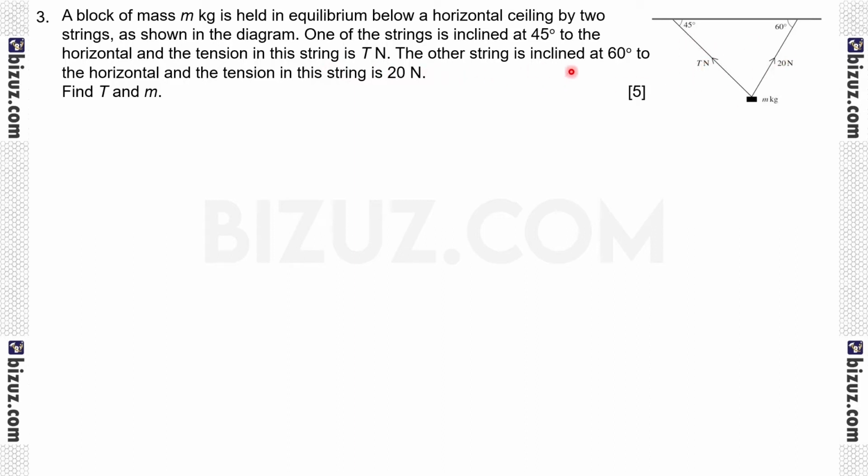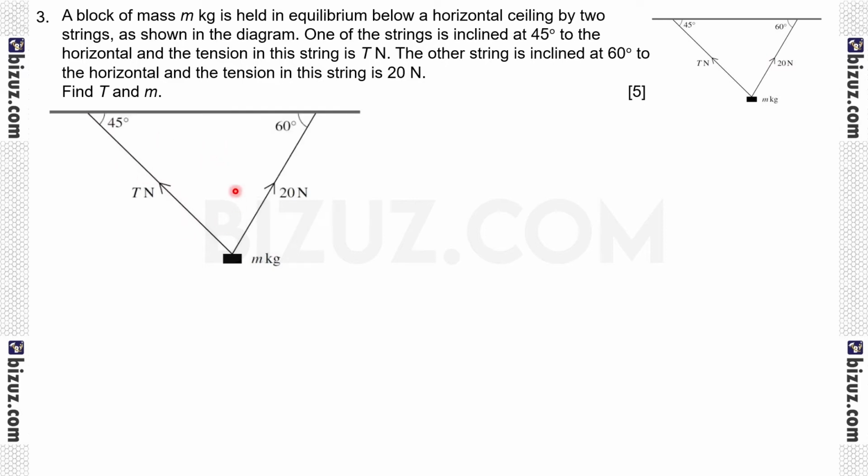The other string is inclined at 60 degrees to the horizontal, and the tension in this string is 20 Newton. Find T and M, the tension T and the mass of the block M. Now this question holds 5 marks, so let's first understand the question. For this, let's redraw this diagram here.